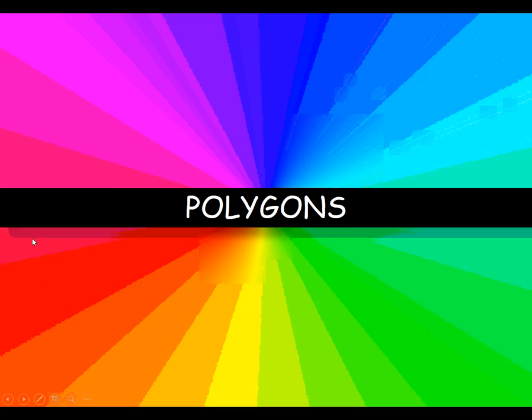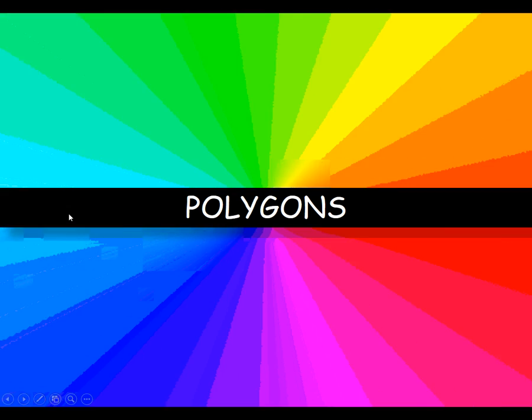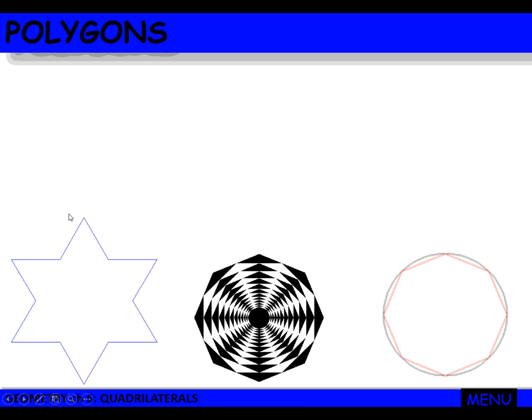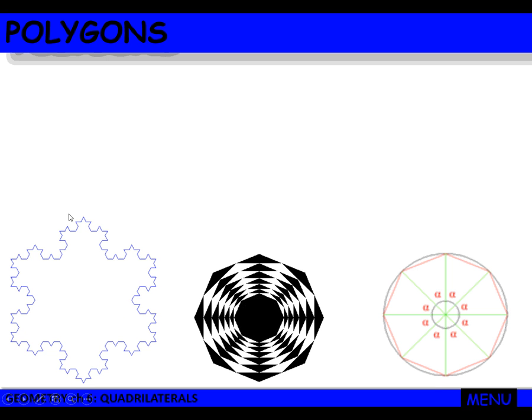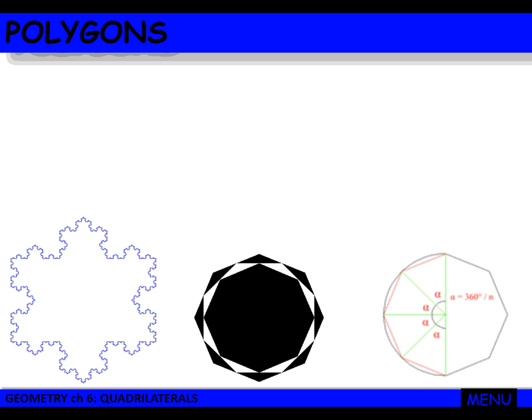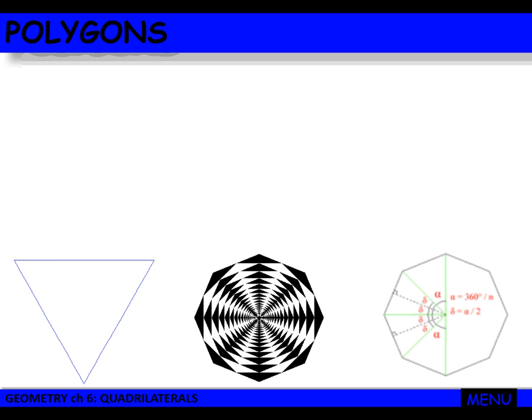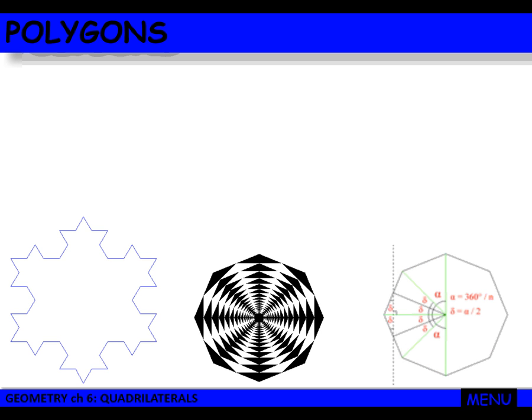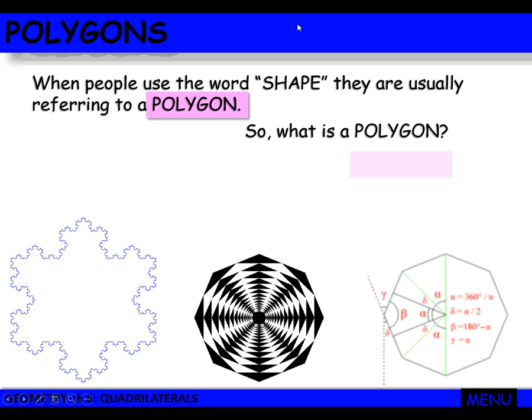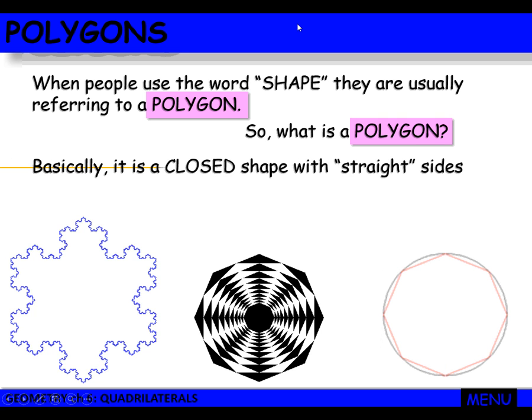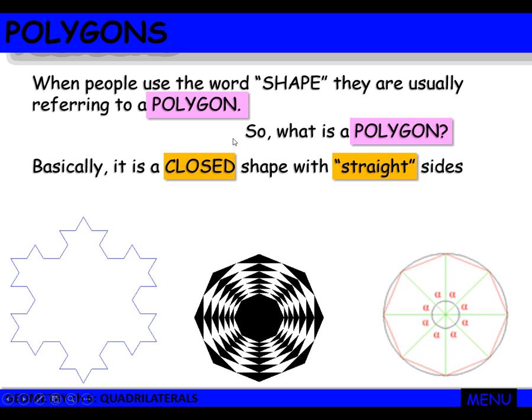Hello, Latin geometry students. In this assignment, we are going to talk about polygons. Polygon is a category of shapes. See, shapes is not very specific. All the pictures you see up on the screen right now, these can all be shapes, but polygons are a specific type of shape. To be a polygon, we need to be a closed shape with straight sides.